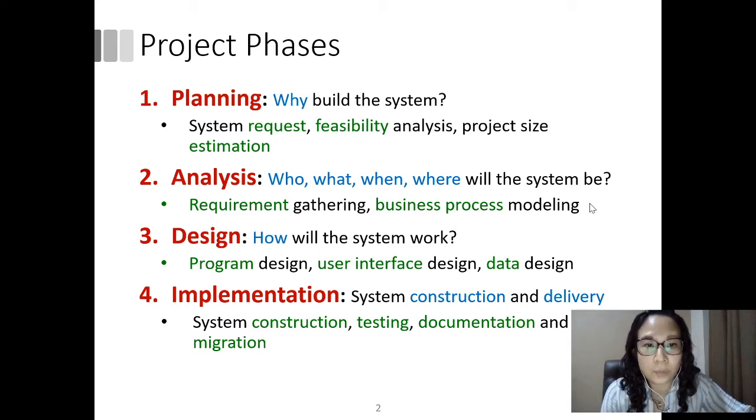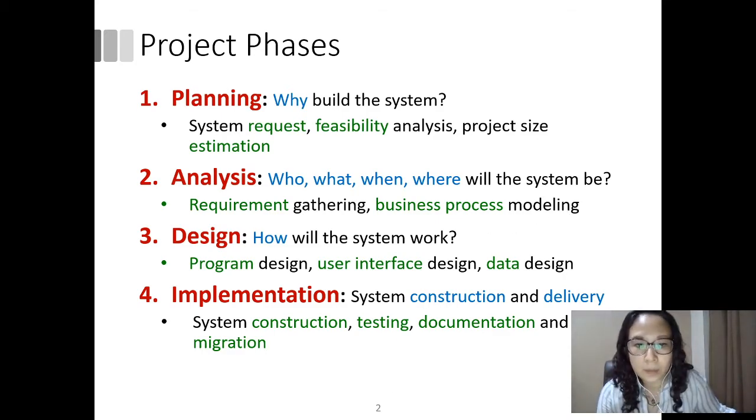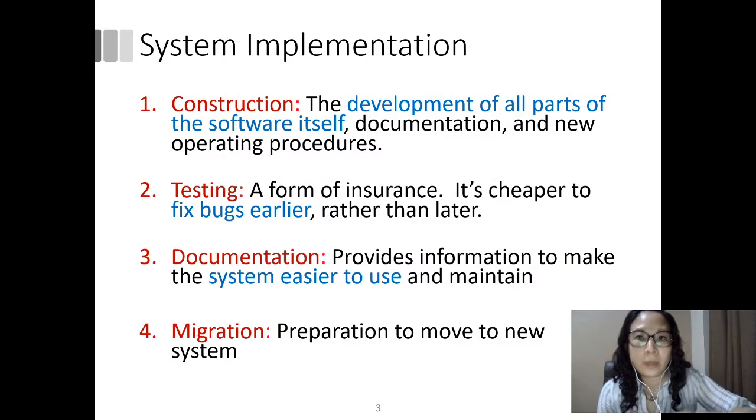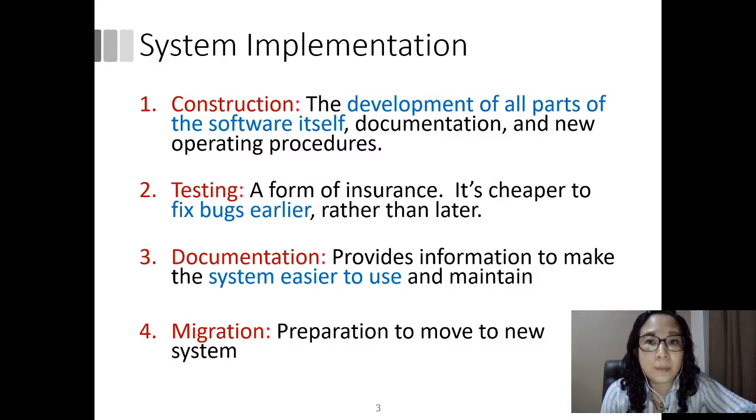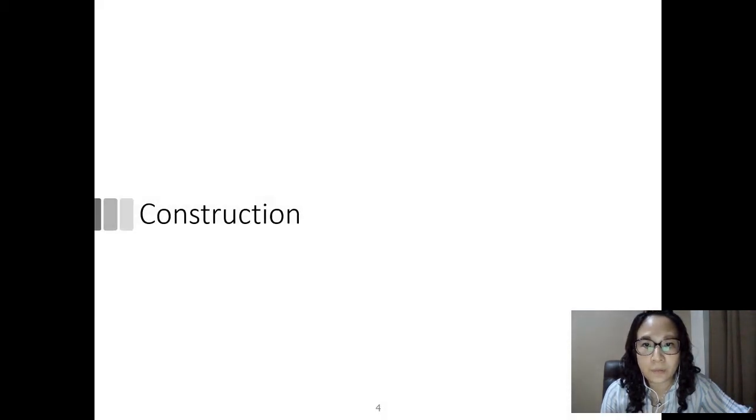So today's topic, actually, we're going to explain the implementation phase, whereby the implementation phase will consist of these four things: the system construction, system testing, documentation, and migration. Okay, so the system implementation will consist of these four things. The first one is construction. It means that we will develop the software itself, and then we do the testing to make sure that the software can run, and then we do the documentation, and then we do the migration. I will go through each of these later. Okay, so let's start from the construction.